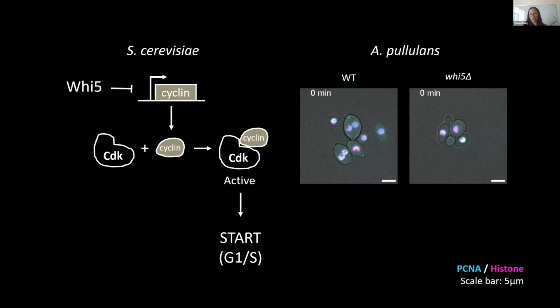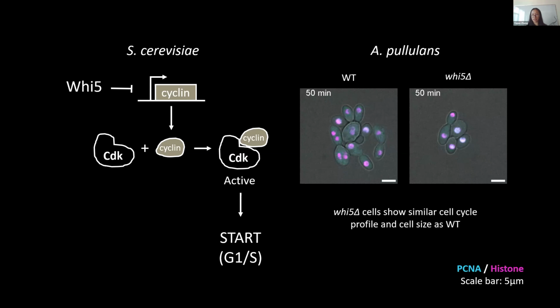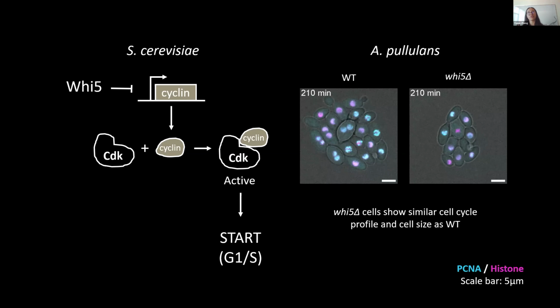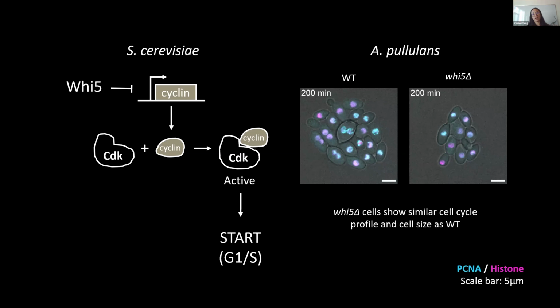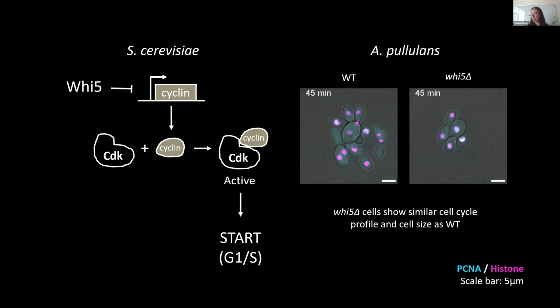Now, when we delete Whi5 in Poulence, what you can appreciate is that the size of the cells is actually pretty similar to wild type, even looking at a very large population level. And we also did not see any differences in the cell cycle profile. The Whi5 deletion cells also have a short G1 and a long G2 profile. So it seems that Whi5 by itself is not the answer, or Whi5 is probably not playing a role if there is a size control in Poulence.